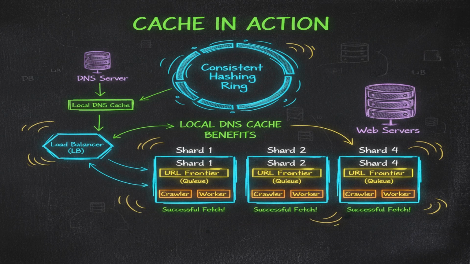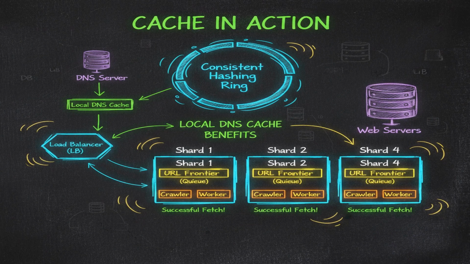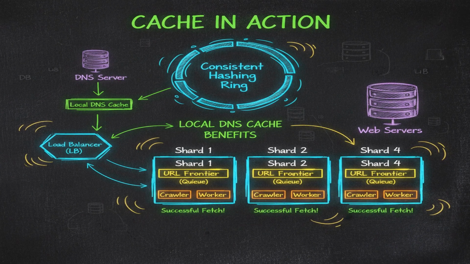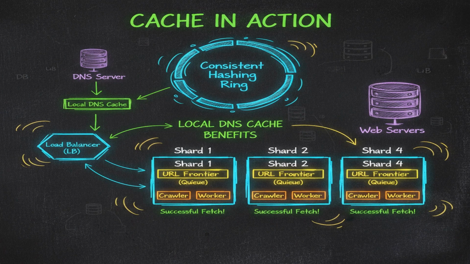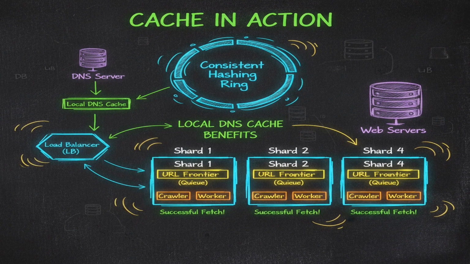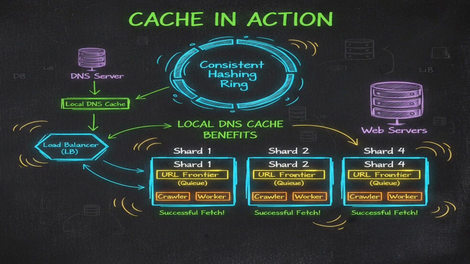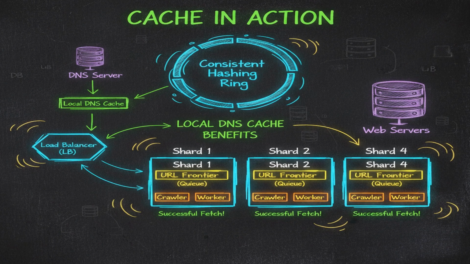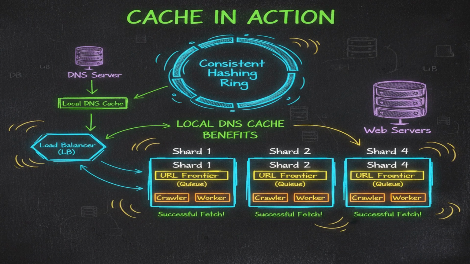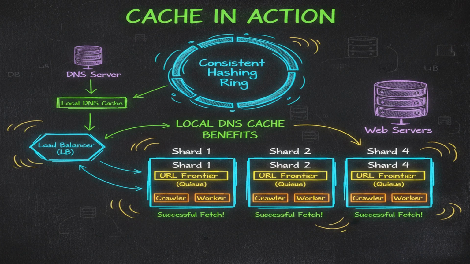DNS resolution can be a bottleneck. We can use a local DNS cache to reduce the number of DNS lookups. Rate limiting is critical to avoid overloading target servers. We can implement a token bucket algorithm to control the crawl rate. Remember the 1,600 pages per second we calculated? This is where it matters. To handle that volume, we need to distribute the workload across multiple crawler instances and optimize our network configuration.